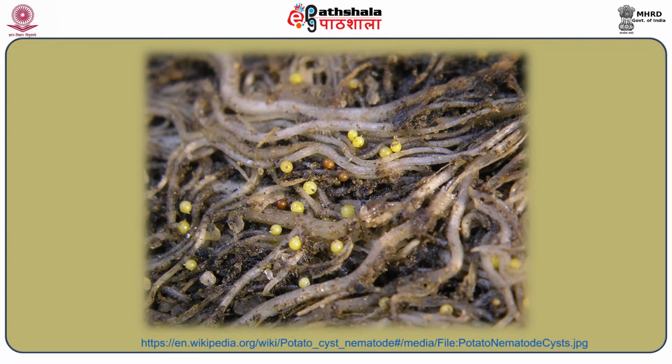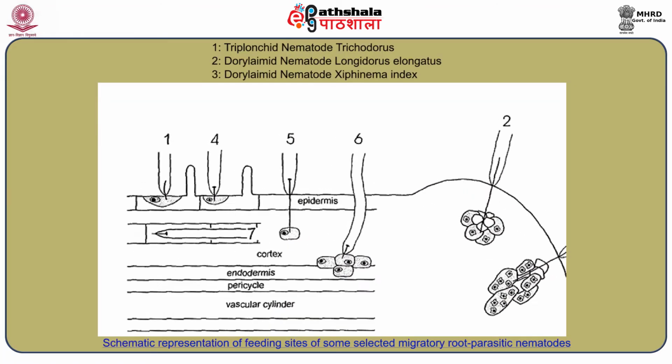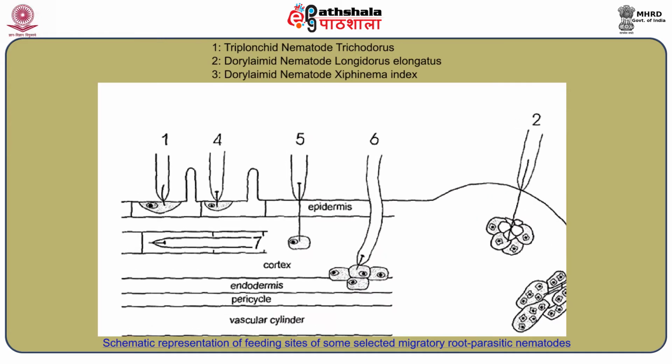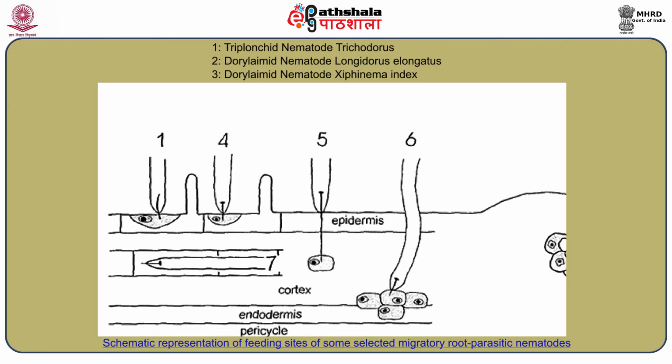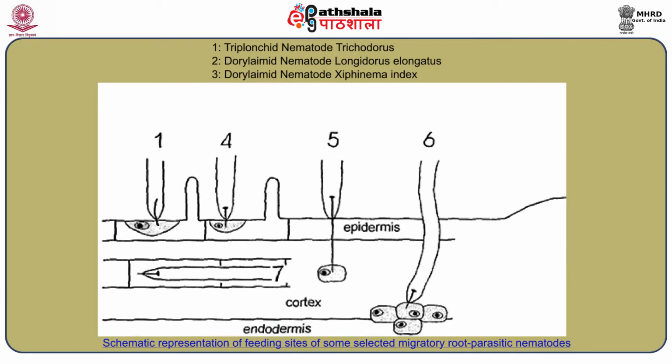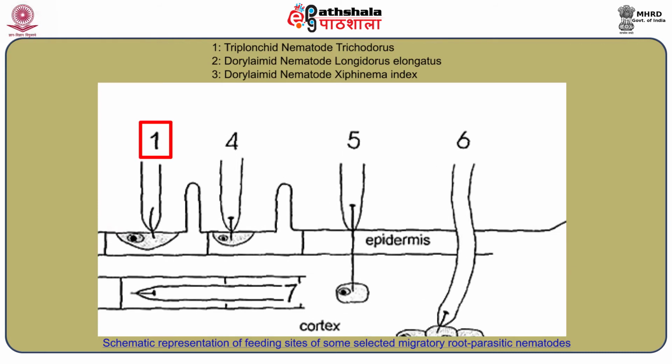Trichodorids are considered to be little advanced in their mode of parasitism, as the cytoplasm of several hundred cells has to be withdrawn to produce a few eggs within a week. This picture shows the schematic representation of feeding sites of some migratory root parasitic nematodes. In this, the first number indicates the feeding site of the triplonchid nematode Trichodorus species.